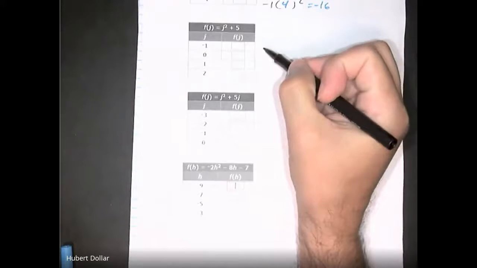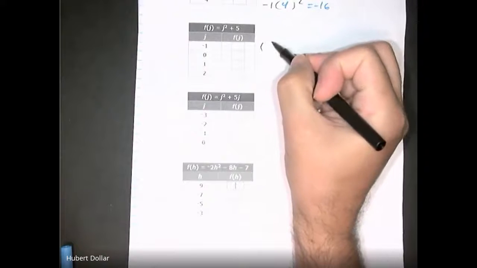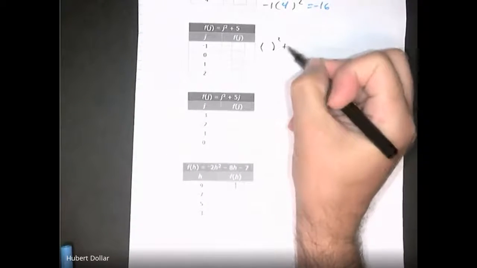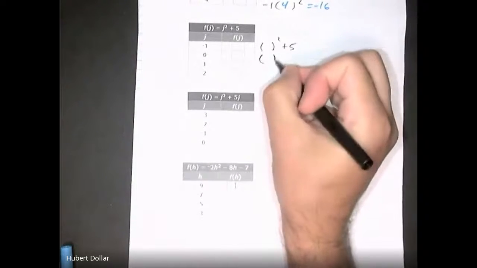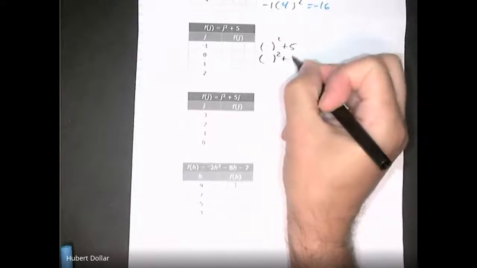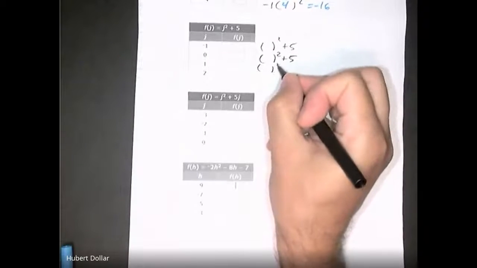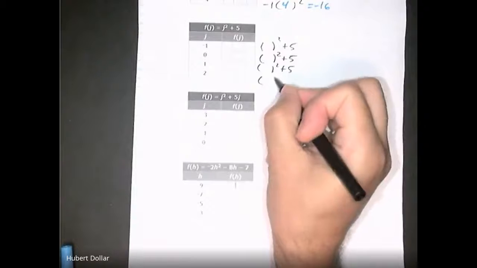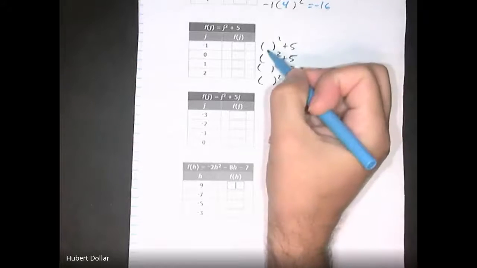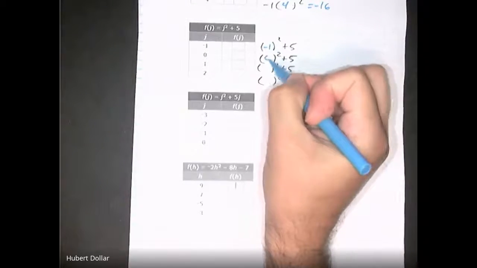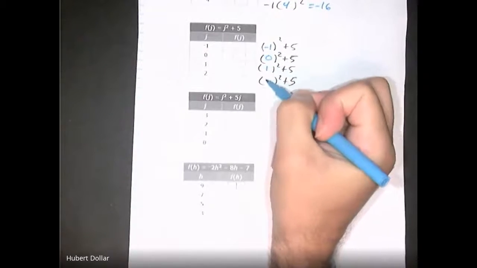So I'm going to rewrite the problem. Put a parentheses where the variable used to be. So that's going to be a parentheses squared plus 5, four times. Inside the parentheses, I put a negative 1, a 0, a 1, and a 2.